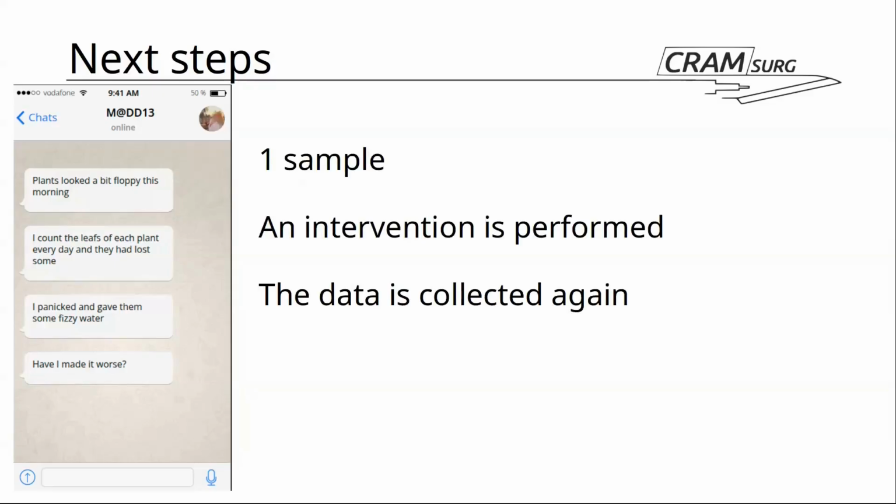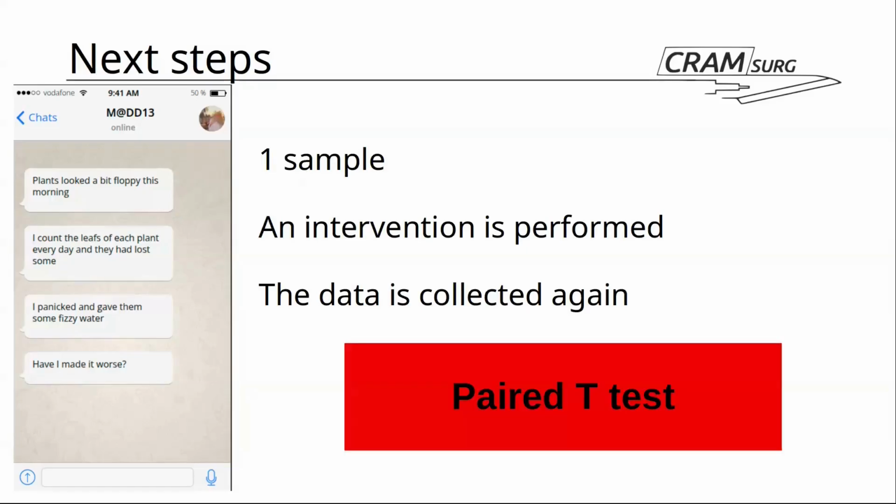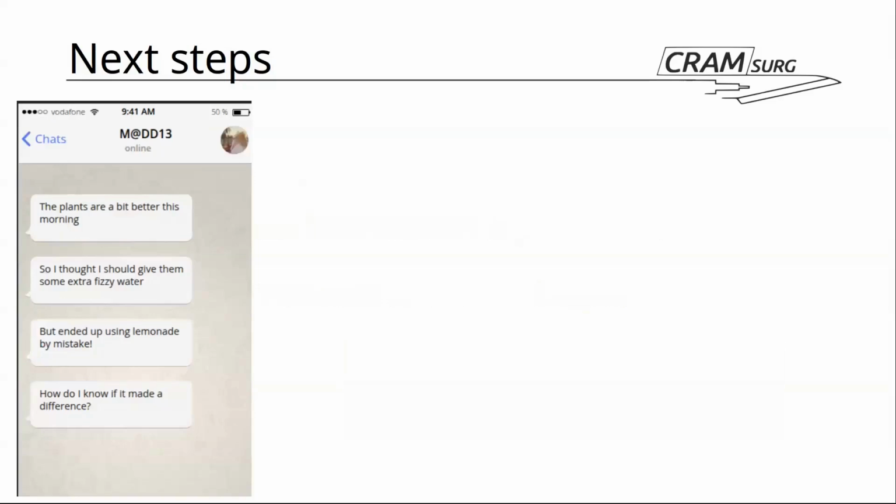Yeah, that's correct. So an intervention is performed and the data is collected again on the same sample. And we'll go through what paired samples are again, just to reinforce the concept. Now, let's add a little bit more. Obviously, N1 woke up the following morning and realized that the plants actually responded pretty well to the fizzy water. And he thought, well, I should give them a little bit more. But unfortunately, he picked up lemonade instead.